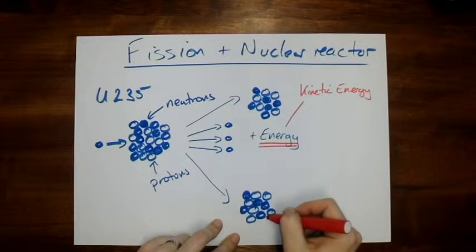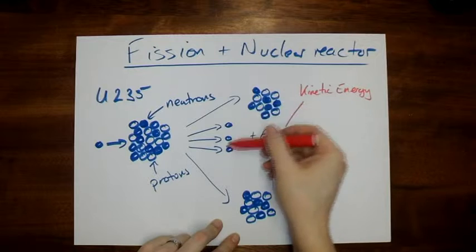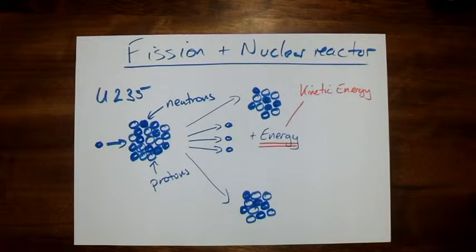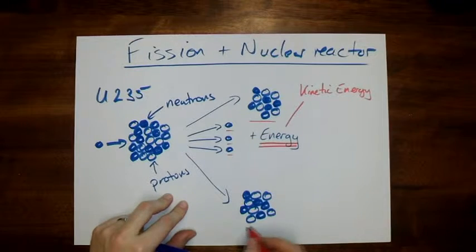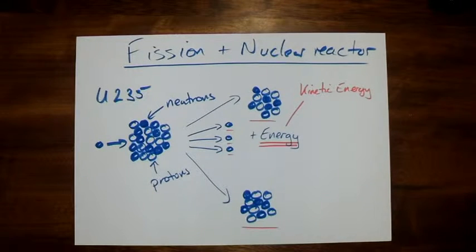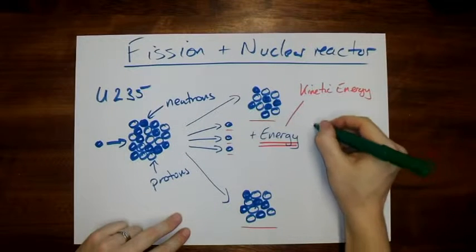of all these particles. So these two and the two or three neutrons, the kinetic energy of those is the initial form of that energy. It very quickly gets converted into heat, which is what we need and what we use, but initially it is kinetic energy.